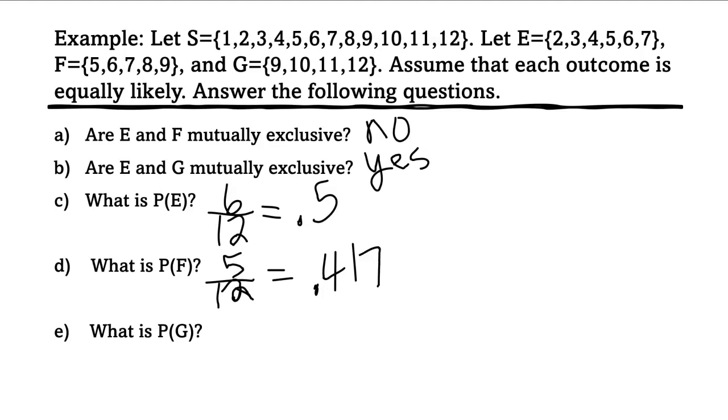All right, we also want to find the probability of G. For G, how many outcomes are there? There are 1, 2, 3, 4 outcomes for G. So you will do 4 divided by 12. If you divide 4 by 12, you end up getting 0.3333, repeating. And I'm just going to round this to 3 decimal places, and that's how you will find the probability of each of those.